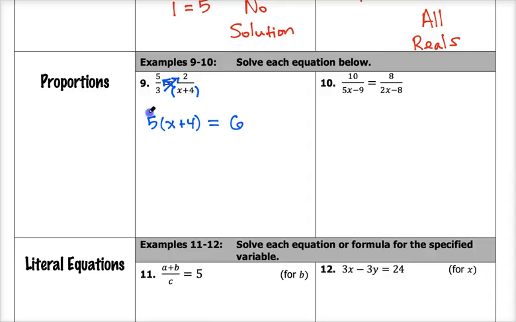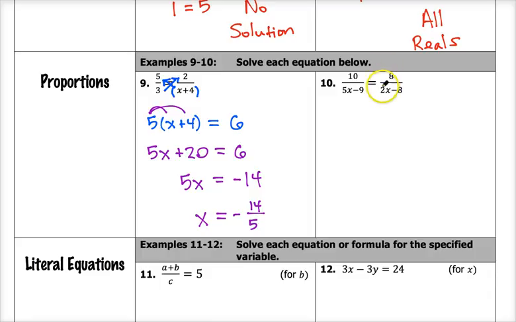So now we solve like normal. I'll distribute the 5 to get 5x plus 20 equals 6. I can subtract 20 from both sides. I get 5x equals negative 14. And then when I divide both sides by 5, I get x equals negative 14 fifths.